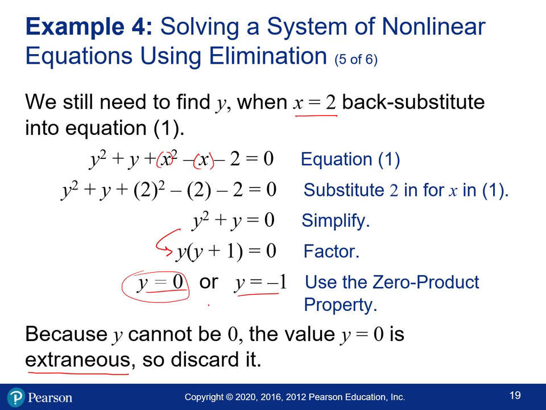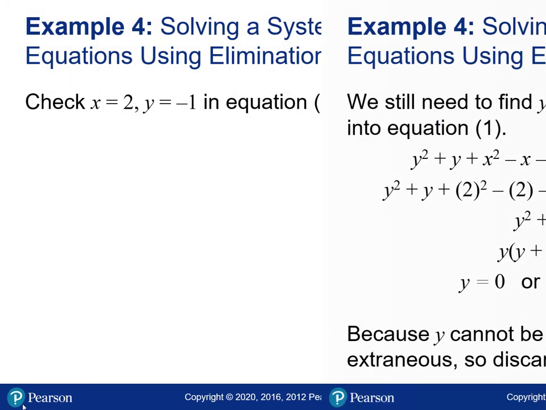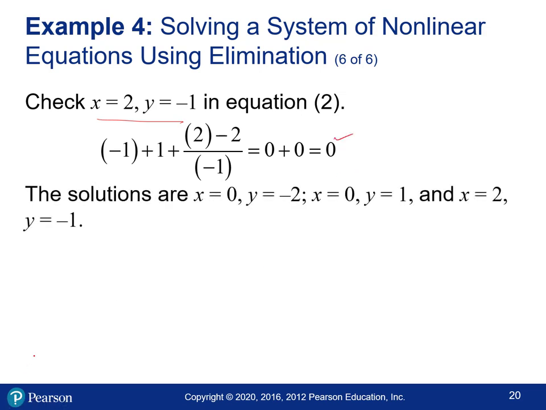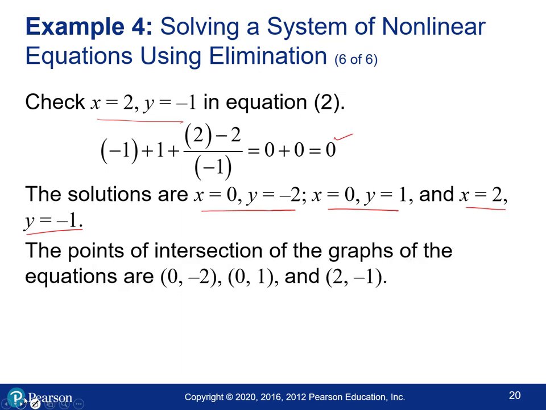Originally, it's not going to satisfy those equations, at least the second one. So we have to just discard it. And so if we just check when y is -1 and x is 2, then that one checks out. And so then our solutions are when x is 0, y is -2, x is 0, y is 1, and then when x is 2, y is -1. And if we were to graph the equations, those would be the 3 points of intersection.